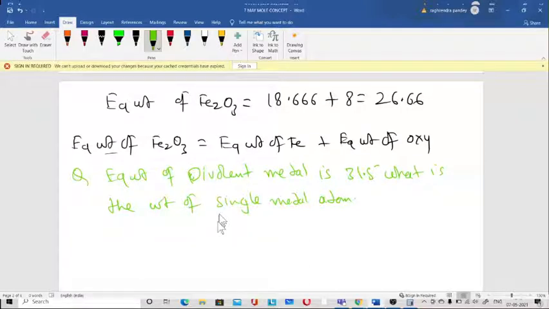63 grams. What is the unit? Yes, that is correct. So that is the correct answer. You just have to double it, and you will get the answer.